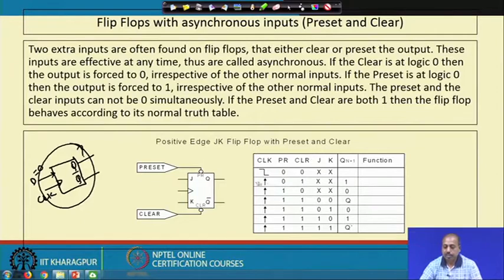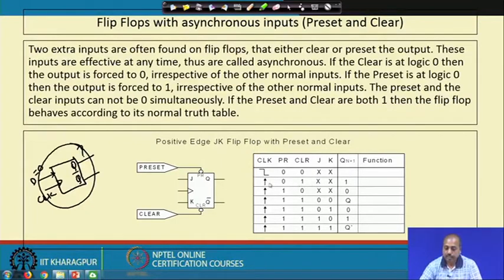in this particular case, this is a rising edge triggered JK flip flop. For these cases, as long as there are falling edges, or the clock is high or low, if preset and clear are both 0 0, then nothing happens. It continues with the previous value.